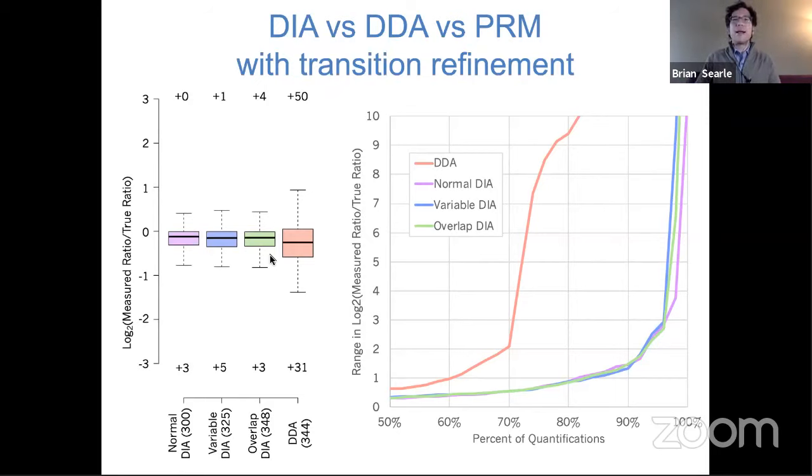And I want to contrast this with the DIA data sets, which for the most part all performed about equally, no matter whether you use normal DIA or overlap DIA or staggered DIA or variable width window DIA. They all performed pretty admirably out to about 95% of the data set, and it's only in the last 5% that we see these errors creep in.